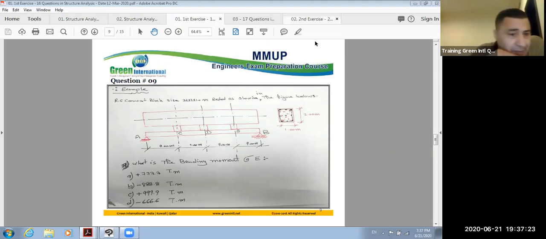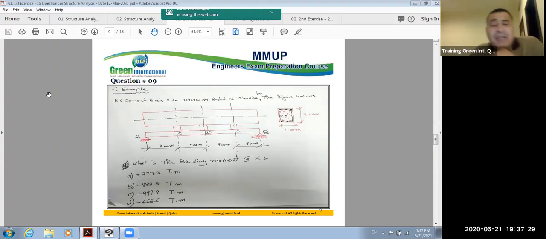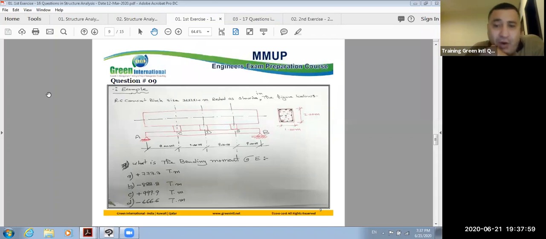Number 9. Should we know the concrete unit weight? Yes, of course. The concrete unit weight, take it in your consideration and take it as a standard, is 2.4 ton over cubic meter. Yes, you have to calculate it as 2.4. This standard is 2,400 kilogram over cubic meter.